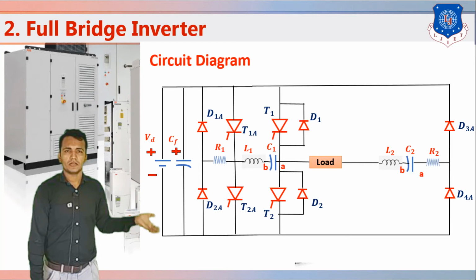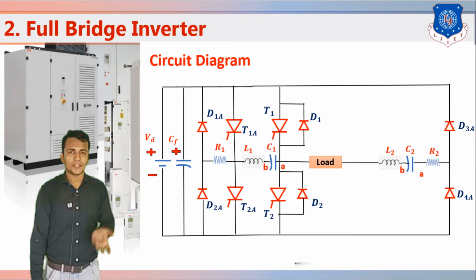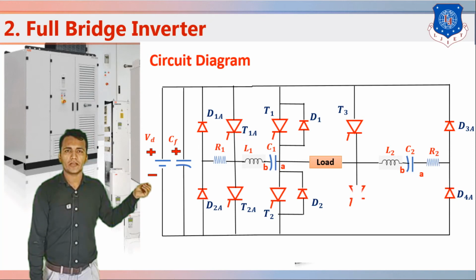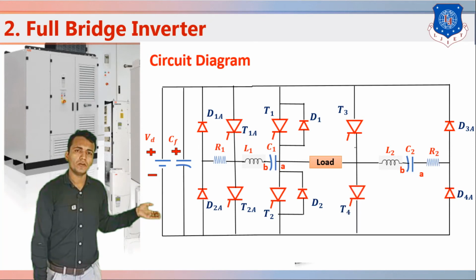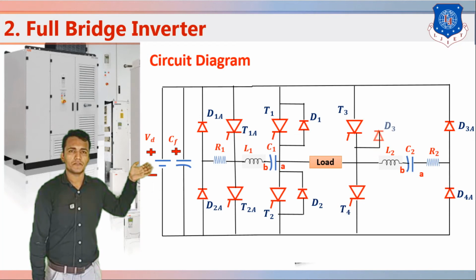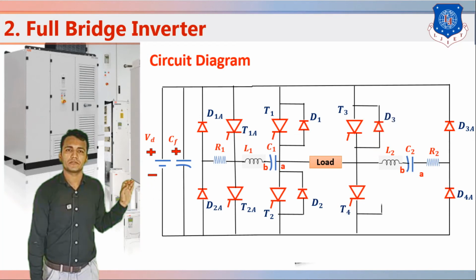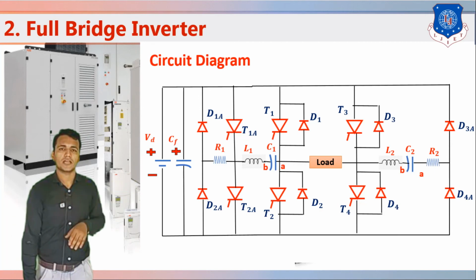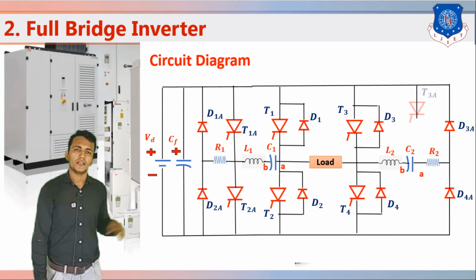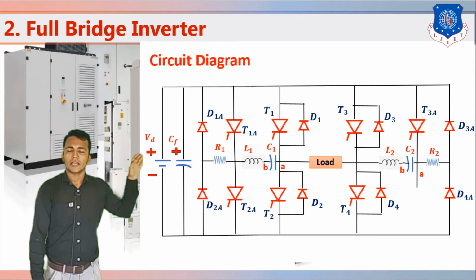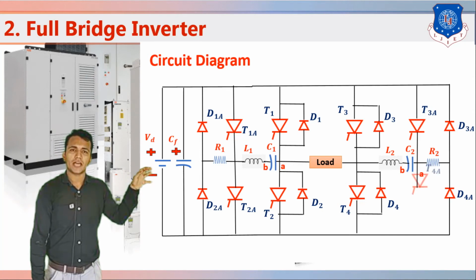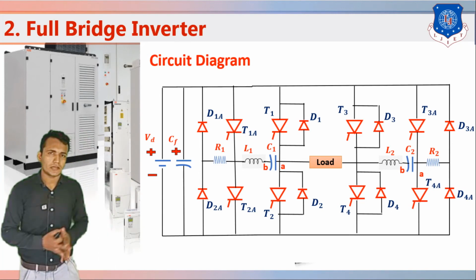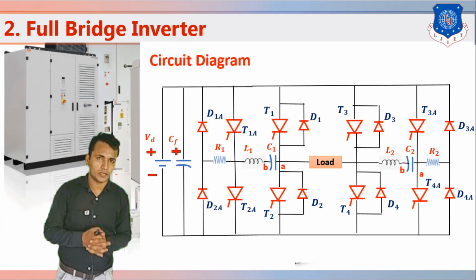So here we have a full bridge inverter. We also connect another thyristor T3 and T4, and across every thyristor we connect feedback diodes. You can see that the feedback diodes are connected, and here we have also used thyristor T3A and thyristor T4A. So that is the circuit diagram for the full bridge inverter.